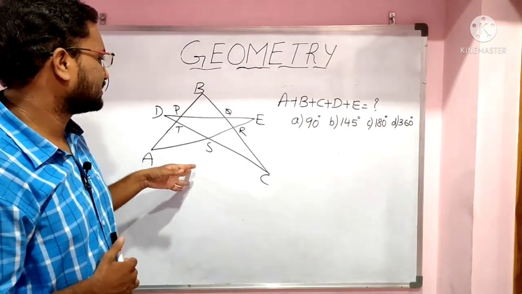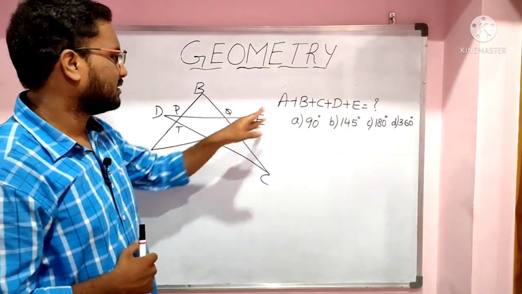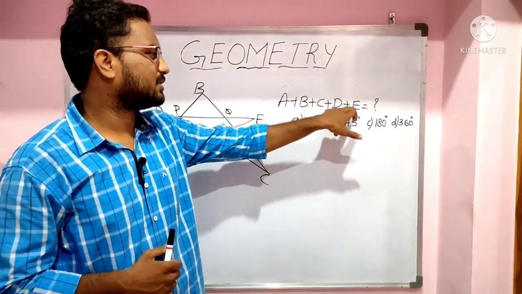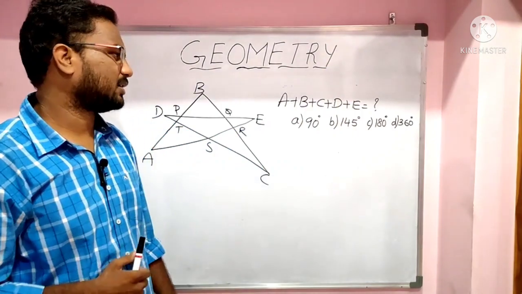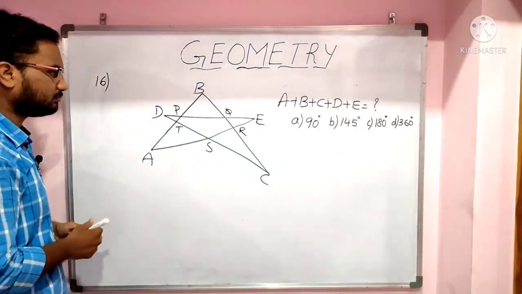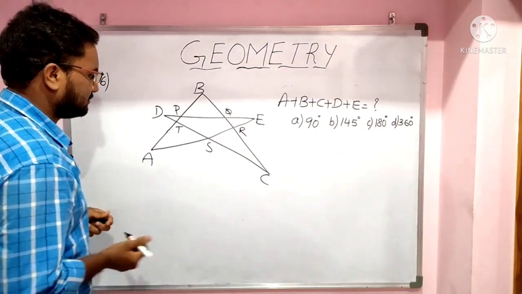He is given a figure. And we need to find A plus B plus C plus D plus E. That means angle A plus angle B plus angle C plus angle D plus angle E value. Look at the figure.